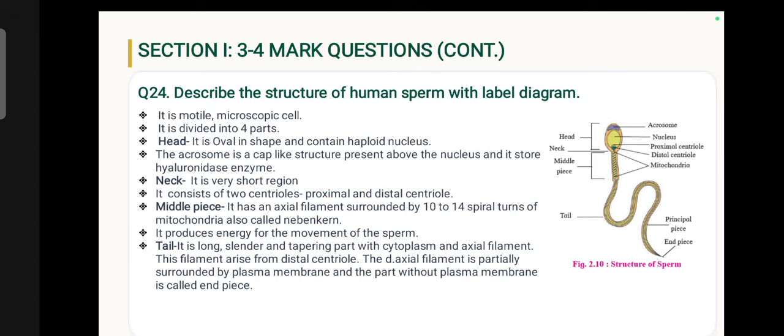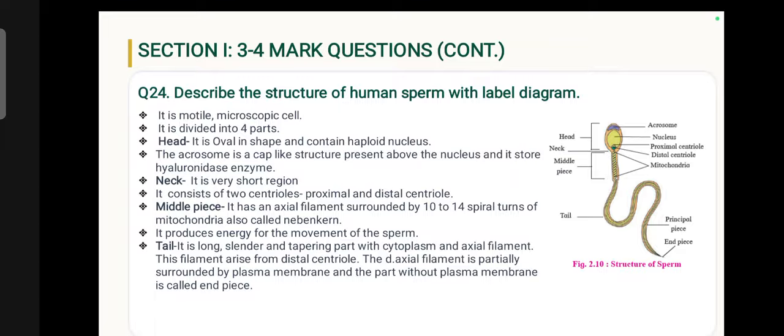Head is oval in shape and contains a haploid nucleus. It has an acrosome, a cap-like structure above the nucleus, that stores hyaluronidase enzyme. Neck is a very short region. It consists of 2 centrioles, proximal centriole and distal centriole.